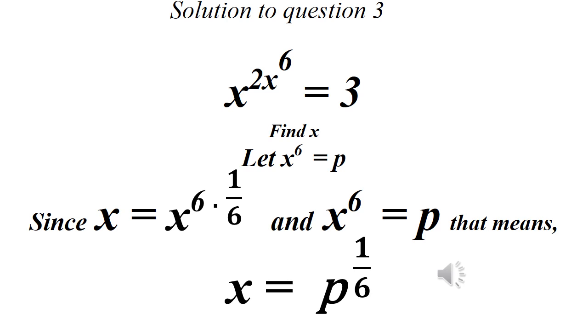So the last question says x raised to power 2, x raised to power 6 is equals 3. We have to find x. So let x raised to power 6 be p. We know that x raised to power 6 times 1 over 6 will still give us x. That is, the 6 cancels, and we still have x. And x raised to power 6 is p. That means x equals p raised to power 1 over 6.